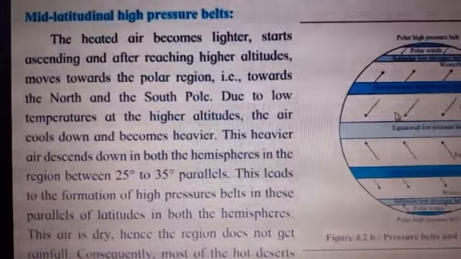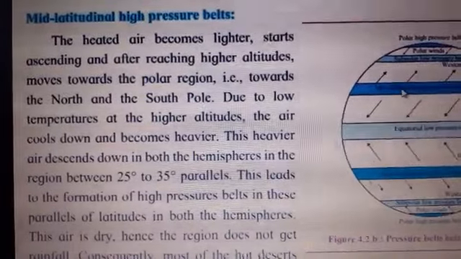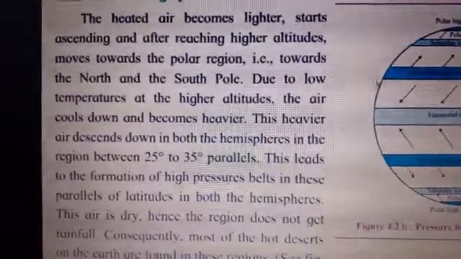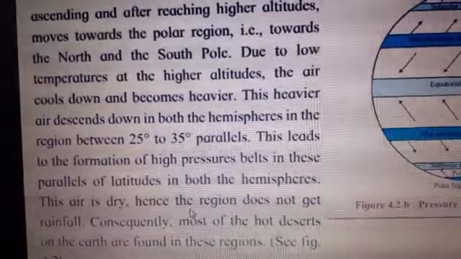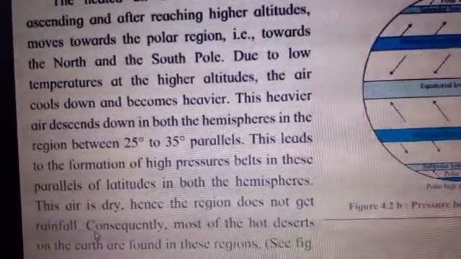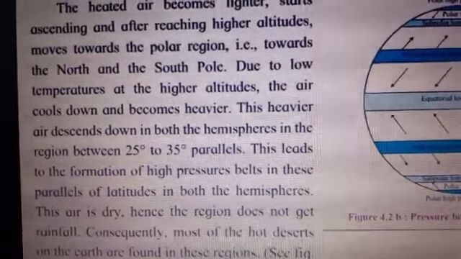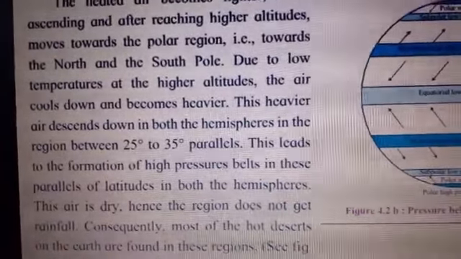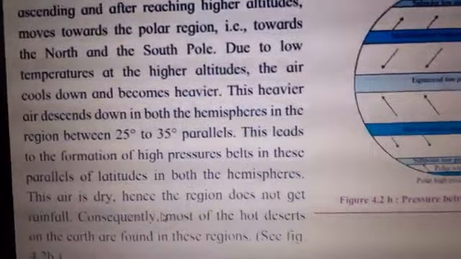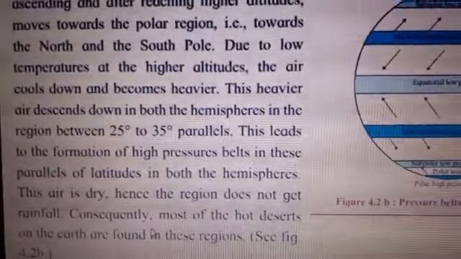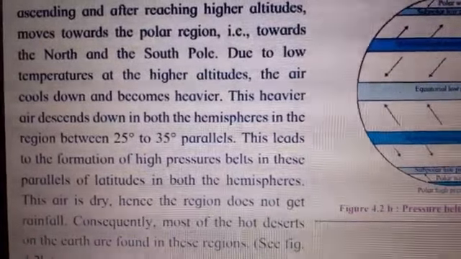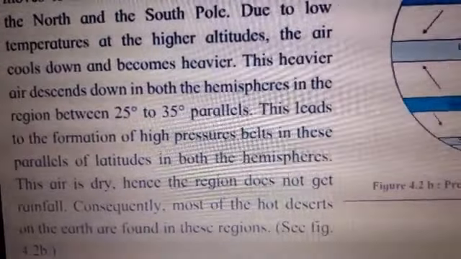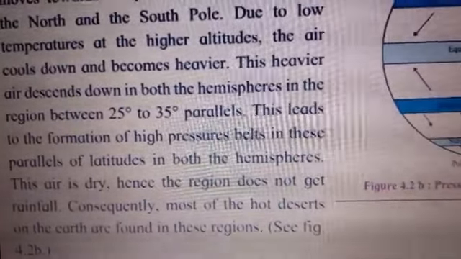So now what happens here? That is why high pressure belt is formed here, because temperatures are low, so we have high pressure belts formed in this region. This air is dry, hence the region does not get rainfall. The air is dry, humidity is not there, and therefore this region does not get the rainfall. Consequently, most of the hot deserts on the earth are found in these regions. So we find the hot desert areas in these regions of the mid latitudinal high pressure belt.